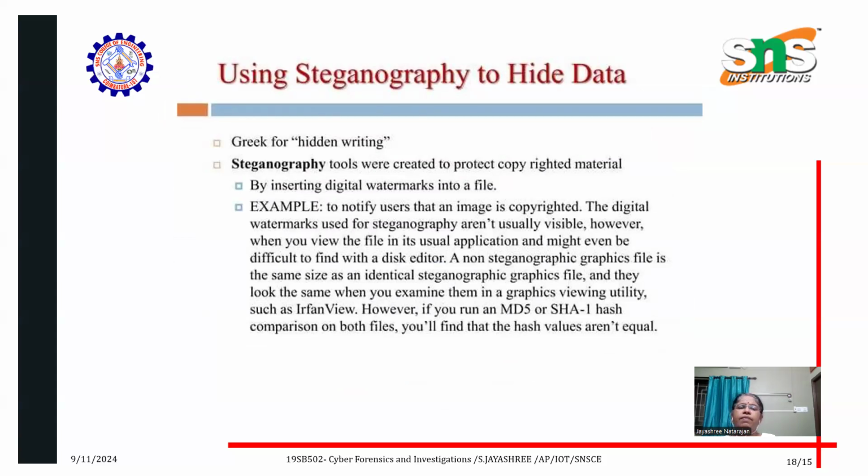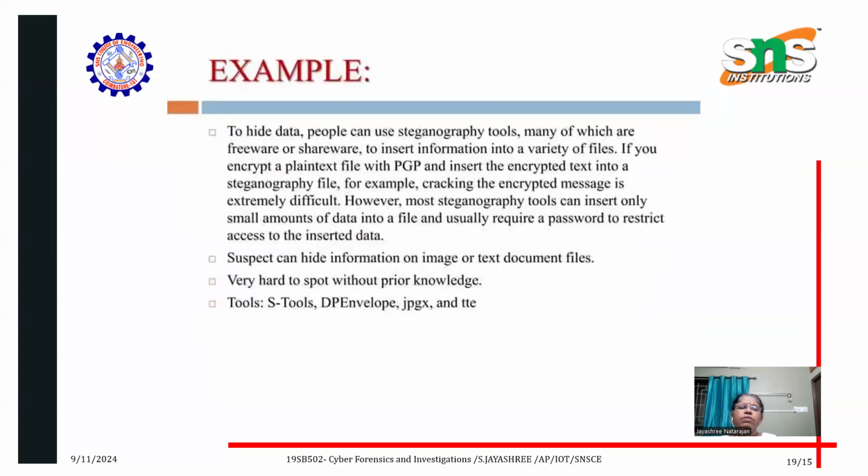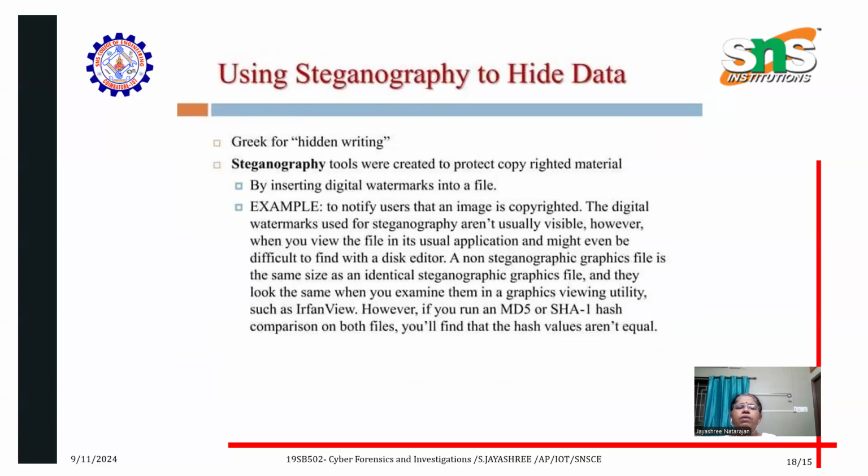The last one is steganography to hide data. The hidden writing, we call it steganography. By inserting digital watermarks into a file, we can hide a portion of our data. To notify users that an image is copyrighted, the digital watermarks used for steganography aren't usually visible when you view the file in its usual application, and might even be difficult to find with a disk editor.